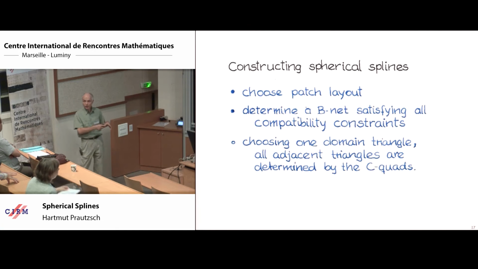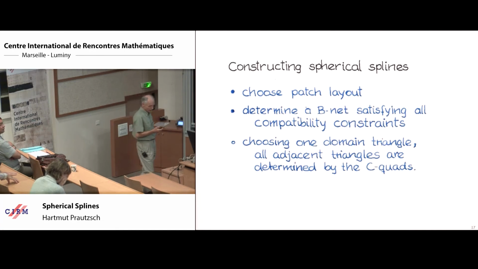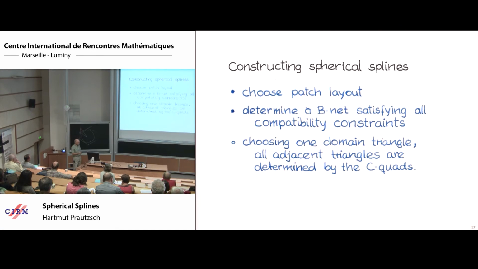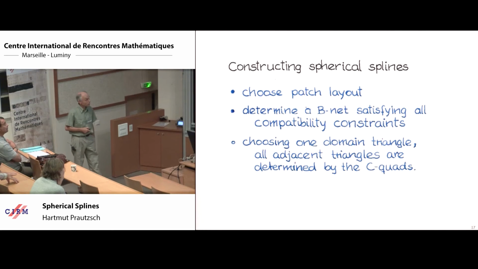And if we picked one parameter triangle, we get the adjacent parameter triangles by the transition maps. And so we would get the complete triangulation of the sphere. And having that triangulation of the sphere, we can then construct any other spherical spline using these transition functions.